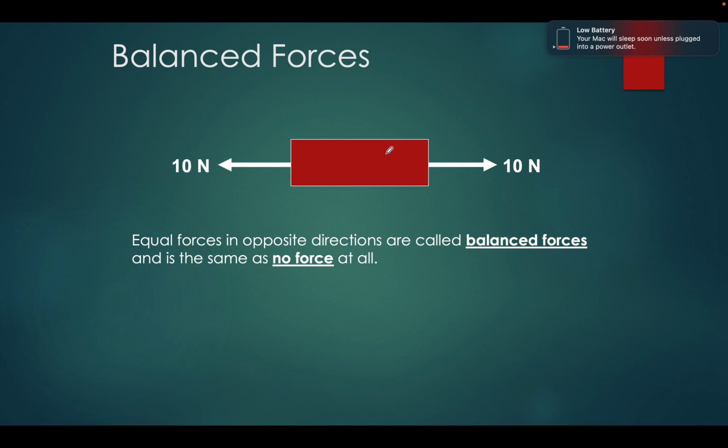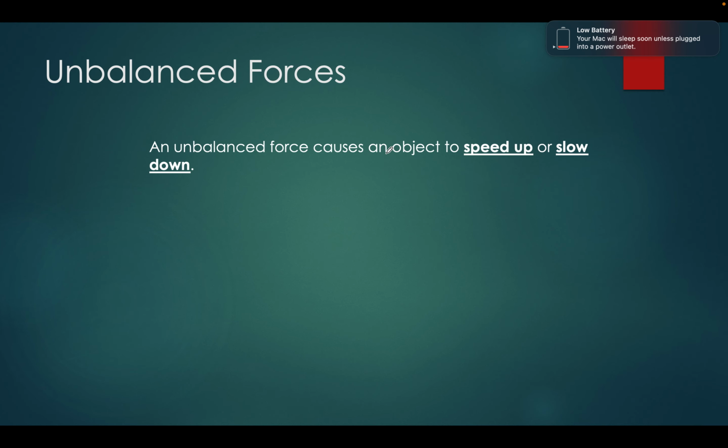There will be equilibrium. They will be the same as not having any force at all if they're in opposite directions and they're equal. This leads us on to Newton's first law, which we're going to learn about in our next video. An unbalanced force will cause an object to speed up or slow down. Actually, this is Newton's second law. We will leave that there for today.